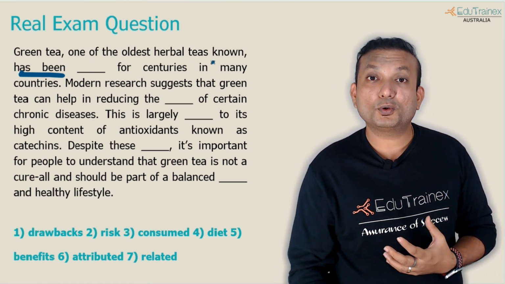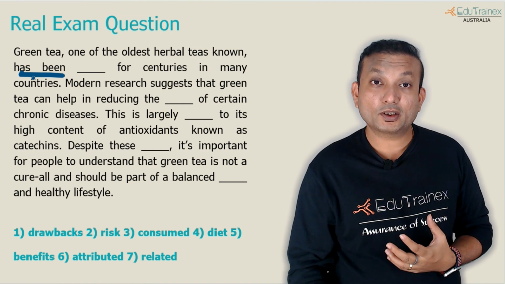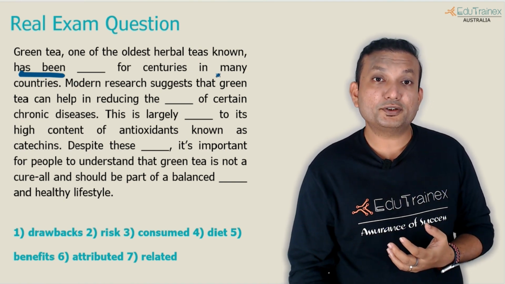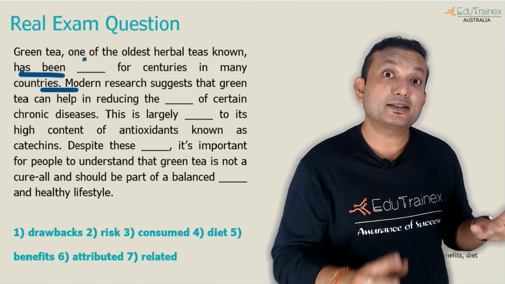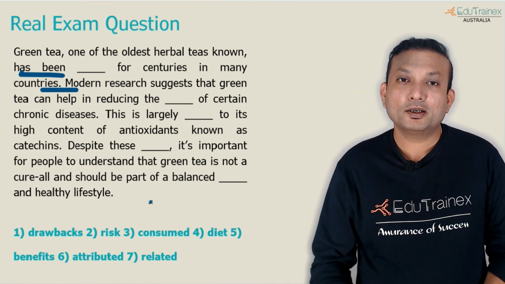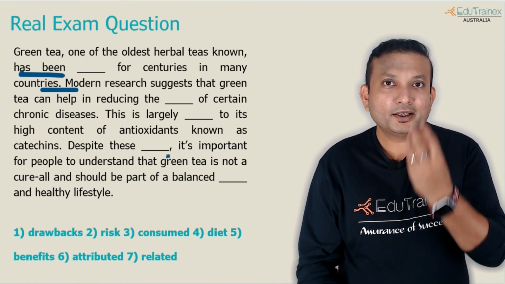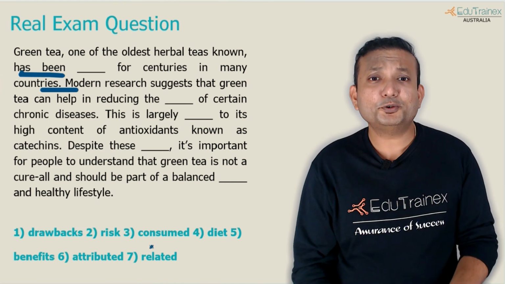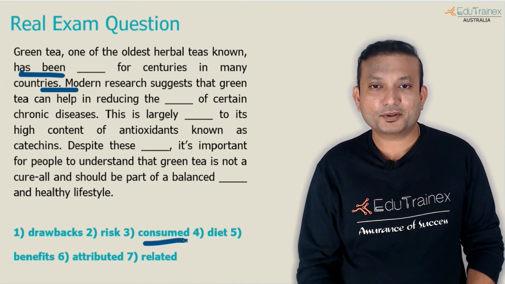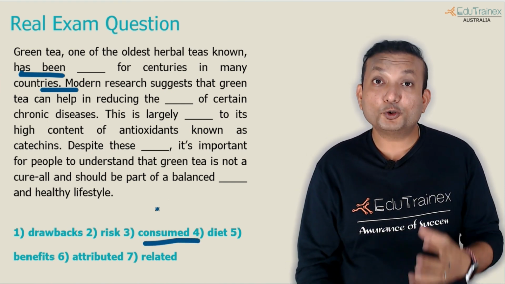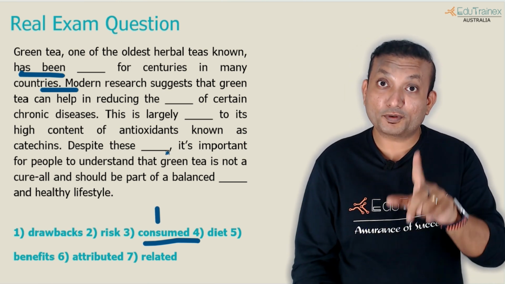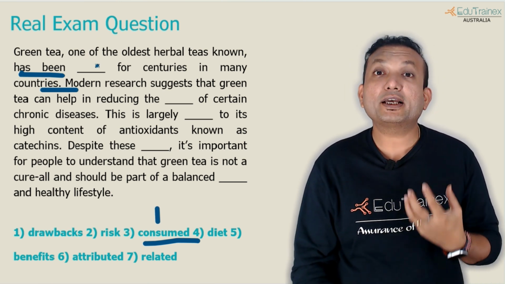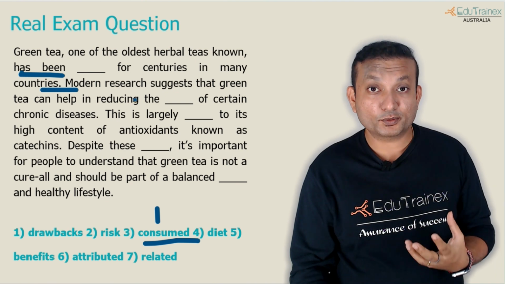Green tea, one of the oldest herbal teas known, has been dash for centuries in many countries. Has been done and dusted. So verb 3 will come. What do you do with the tea? You eat or drink or you consume. So eating and drinking, there are no such words. Consuming also has the same meaning. So that is the first answer. I know the meaning of consume. Okay, consume can be used as eating as well or drinking as well.